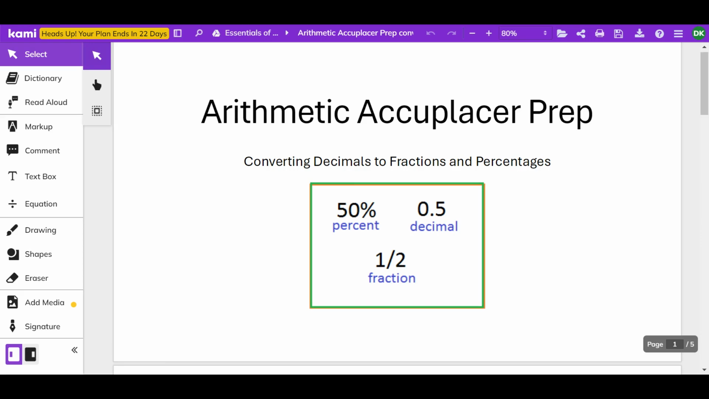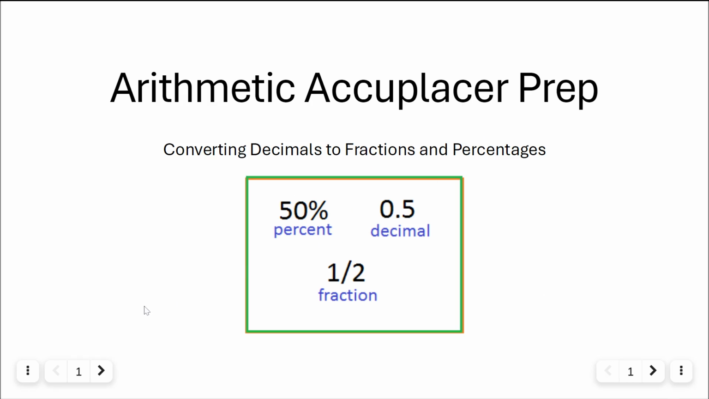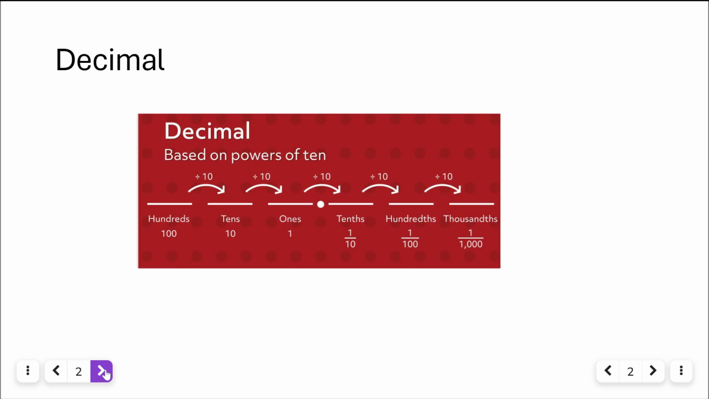Today we're going to be talking about converting decimals to fractions and percents. Okay, so we've converted all sorts of ways, from fractions to decimals, from decimals to fractions, from percents to decimals, percents to fractions. We're going to convert decimals to fractions and percents. All right, so let's get started here.